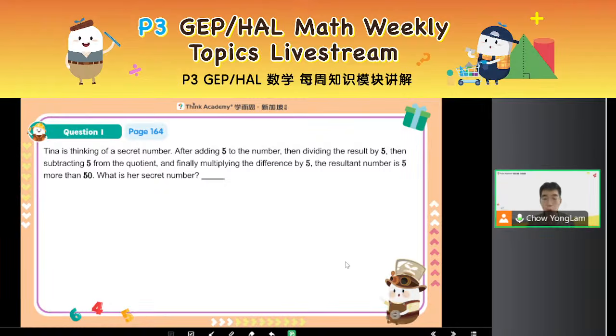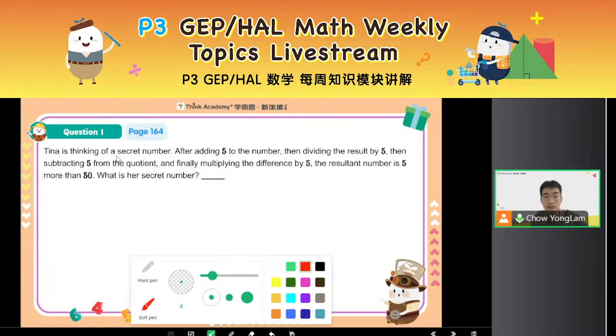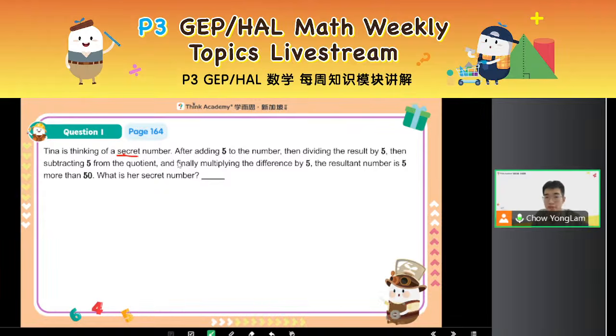All right, with that, let's take a look at question 1. It's at page 164 of your book, or you can just take a look at the PDF. Now, when it's a working backwards problem, as usual, you need to read the question and underline the keywords. Let's underline it together. Tina is thinking of a secret number. Do you know what this secret number is? It's a secret, you don't know.